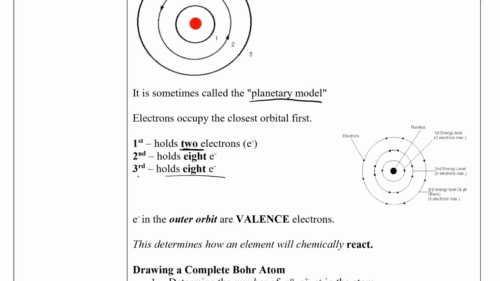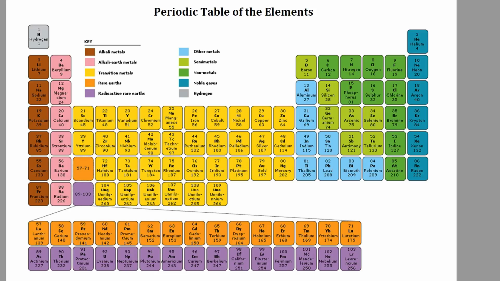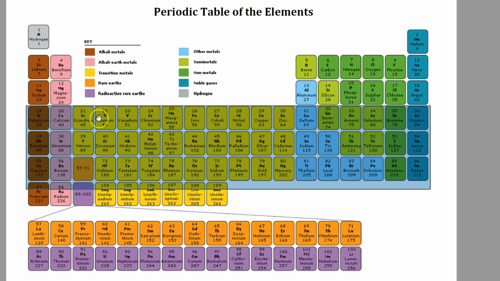However, how many electrons do you think the fourth orbit holds? Well, let's count. 1, 2, 3, 4, 5, 6, 7, 8, 9, 10, 11, 12, 13, 14, 15, 16, 17, 18. And the fifth one would hold 18, and the sixth one would hold 18 plus a lot more elements. Oh, actually, there's only 32 because that holds it. So it actually has 32, and it just goes up from there.